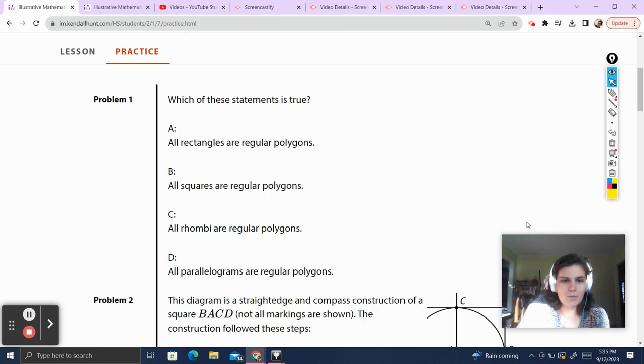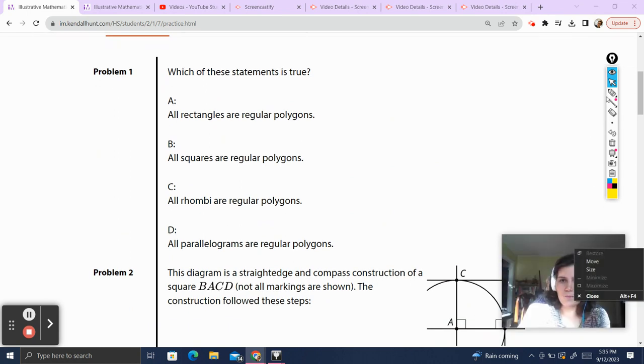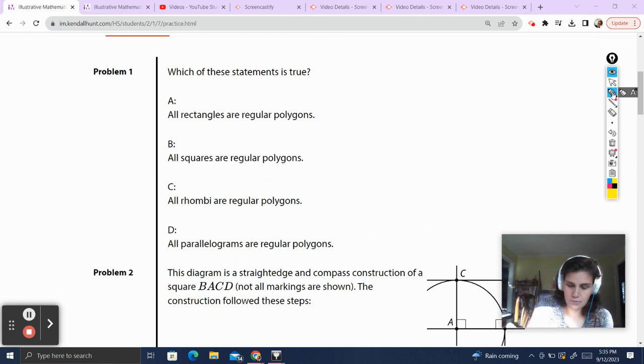All right, problem number 1. Which of the statements is true? When I have one of these questions where it asks which of the statements is true, I like to see for each part if I can draw something that meets the statement and is not true, so I can cross out the answer. So that's what I'm going to do for these questions. All rectangles are regular polygons. A regular polygon is a polygon where all the side lengths are congruent, or the same. Here's a rectangle. All the sides are not congruent. So no, that's not true because we have a rectangle that's not a regular polygon.